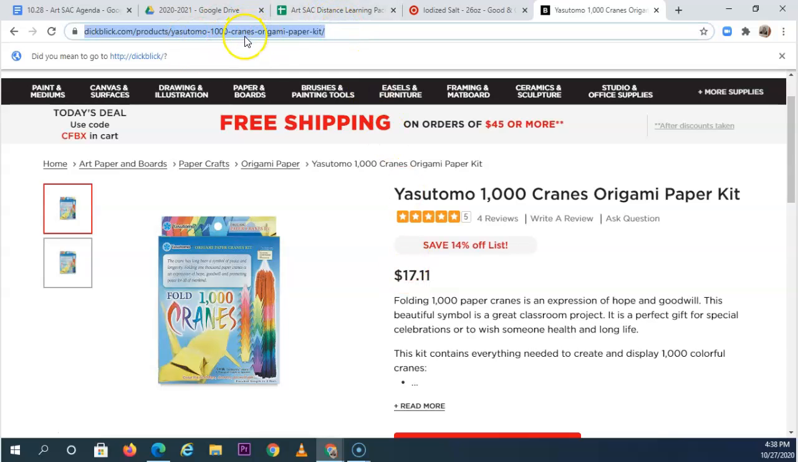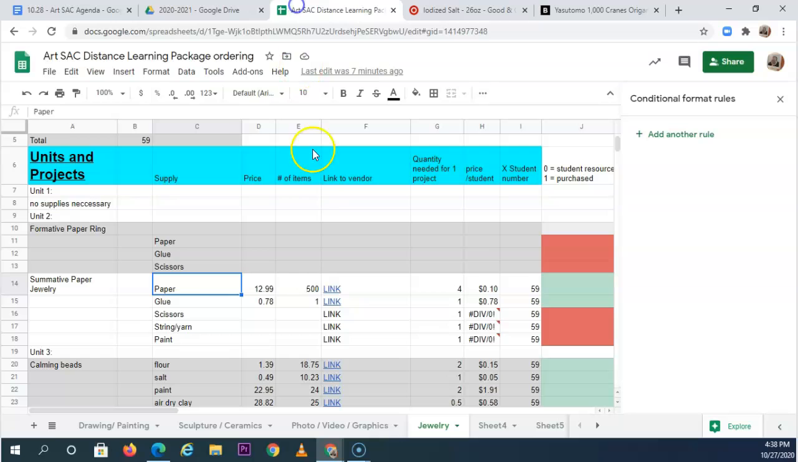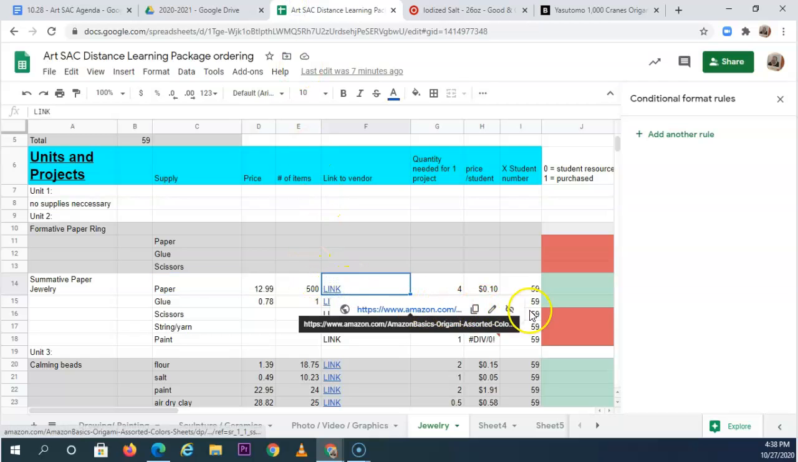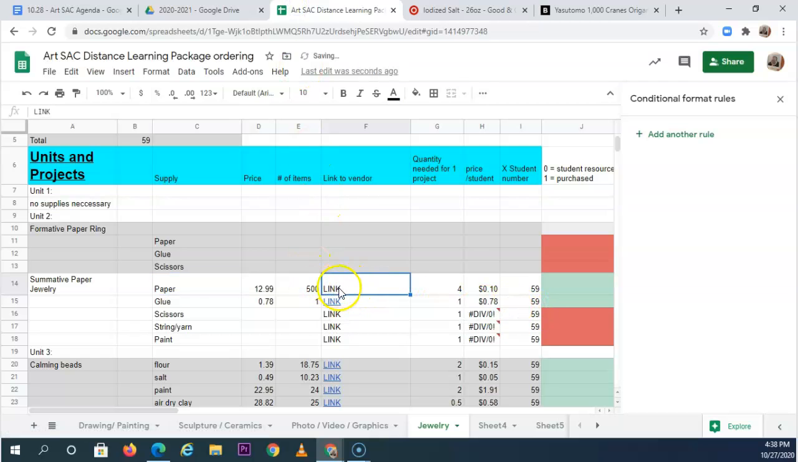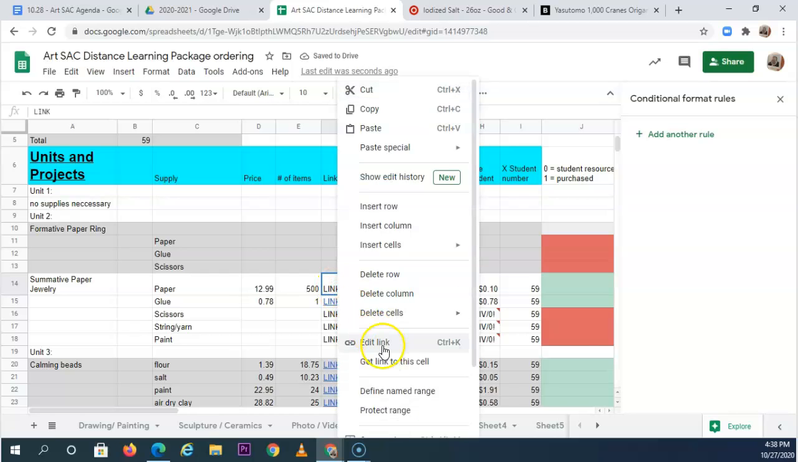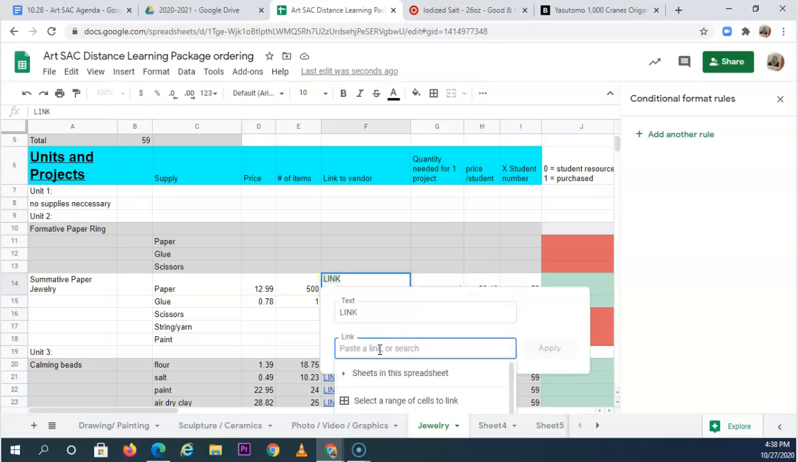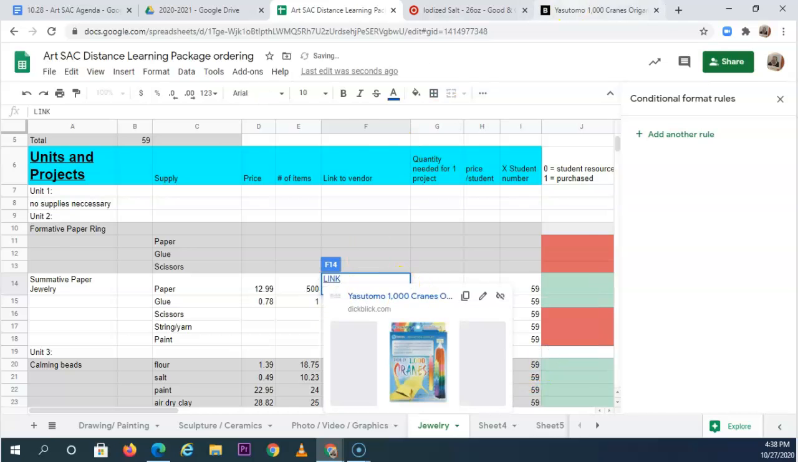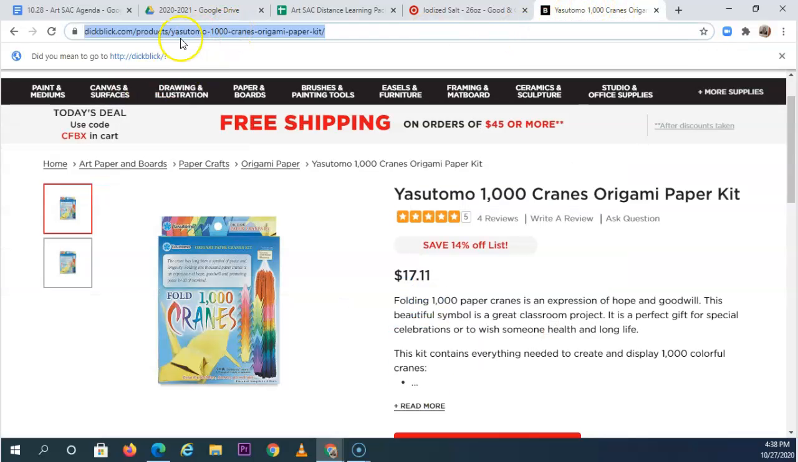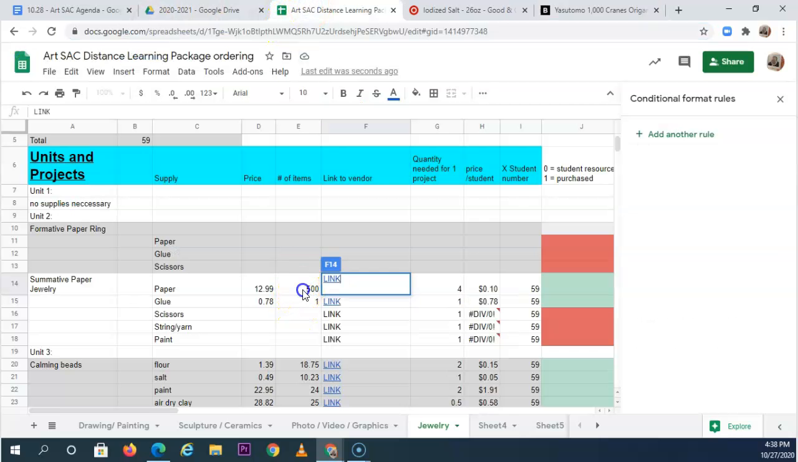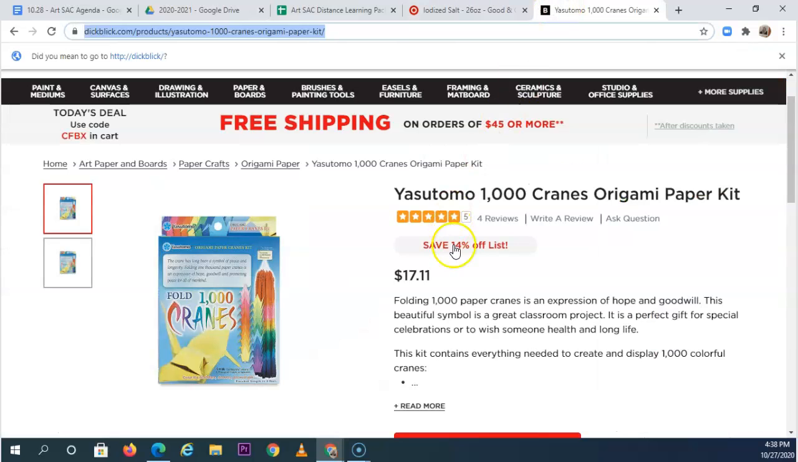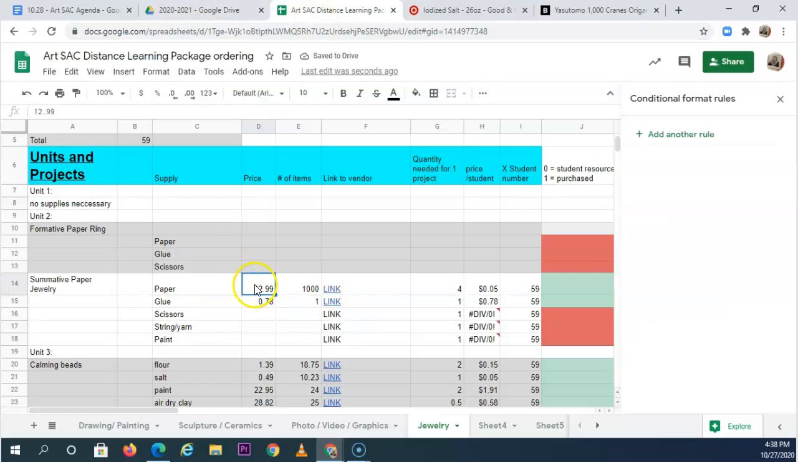I'm going to copy the link, so I do Control-C, and I'm going to update this. I'm going to remove the link there, right-click, edit the link, and paste that. So it takes me to this dickblick.com ordering site. And then there's 1,000 sheets of paper there, and the price is $17.11. So I'm going to type that in, $17.11.